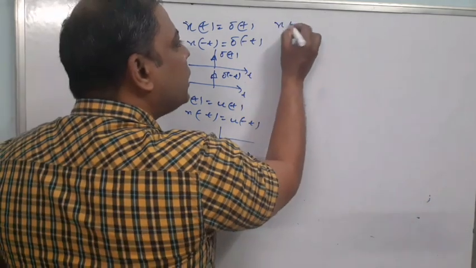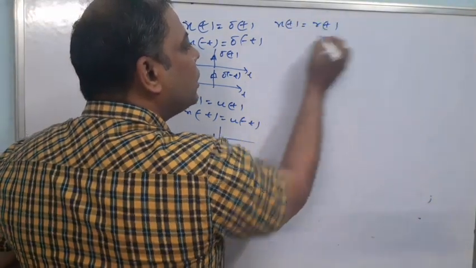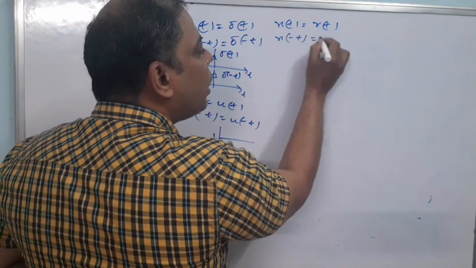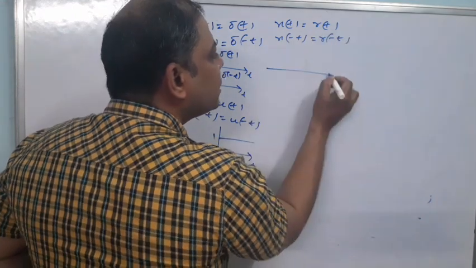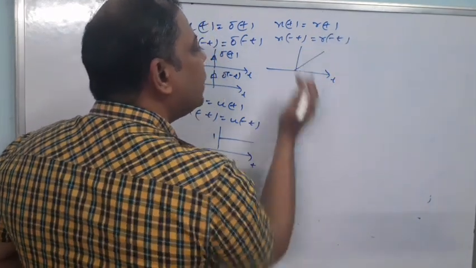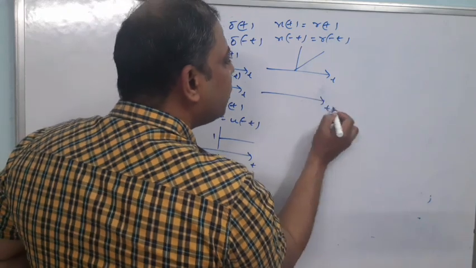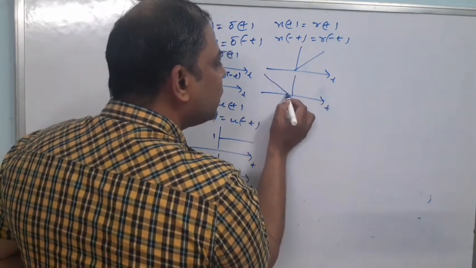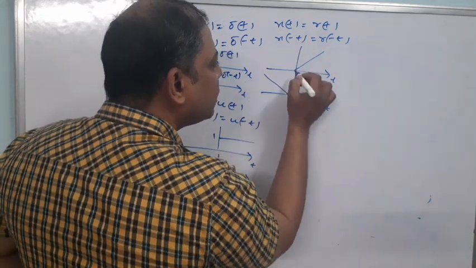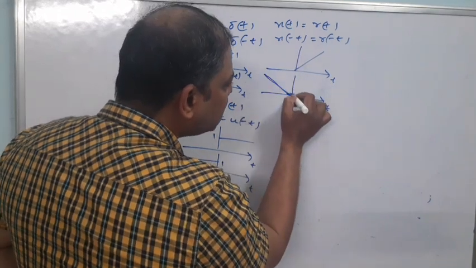Now suppose x(t) is equal to r(t). Then x(-t) is equal to r(-t). So how to sketch? This is your r(t). Imagine a mirror here, then the reflection you will find is r(-t). This is the reflection.